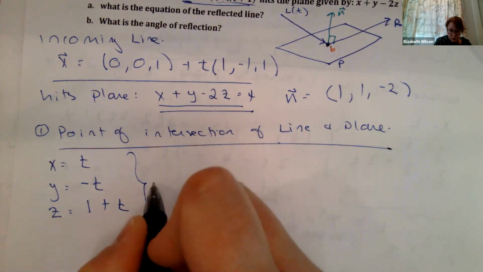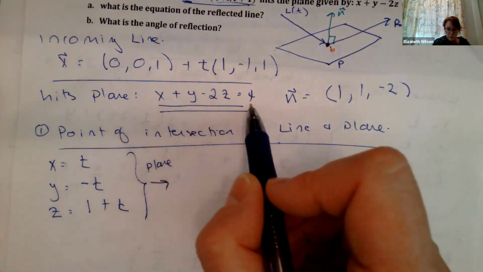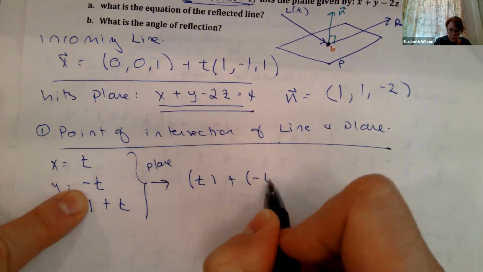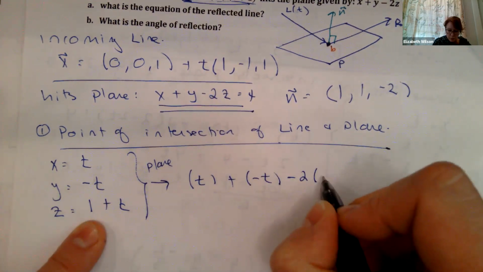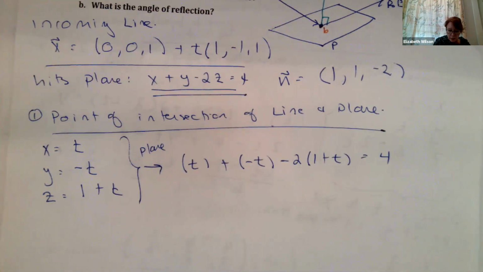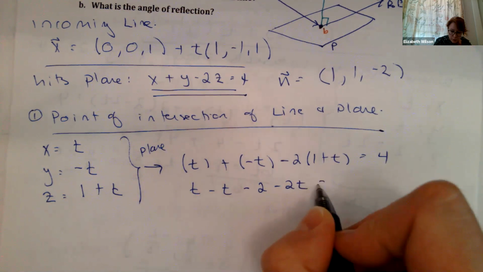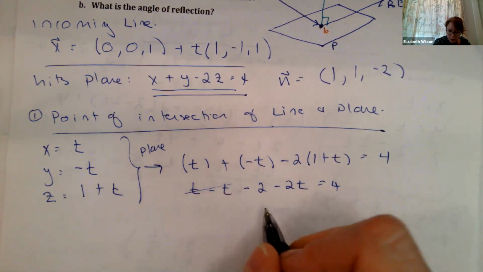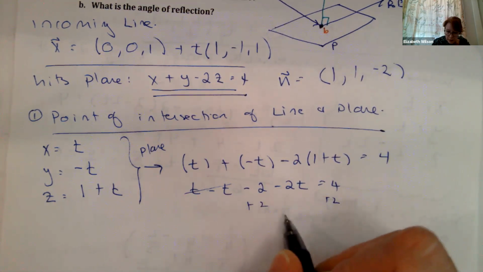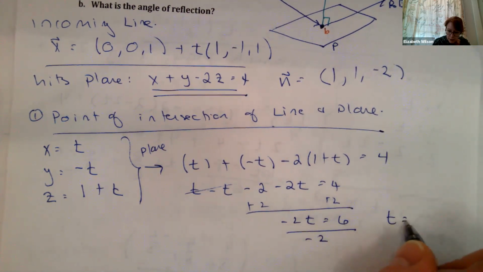I have to plug that into my plane equation, x plus y minus 2z equals 4. Wherever I see an x, I plug in a t. Plus y, minus t. Minus 2 times z, 1 plus t, equals 4. Now I combine like terms and solve for t. So t minus 2 minus 2t equals 4. These t's cancel, I get minus 2t. I add 2, so minus 2t equals 6, divide by minus 2, so t equals minus 3.